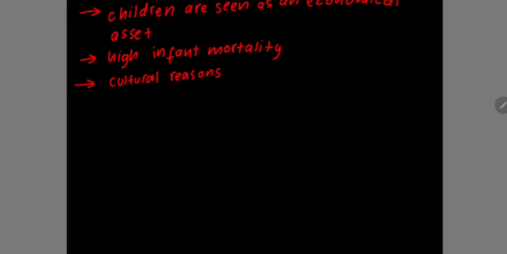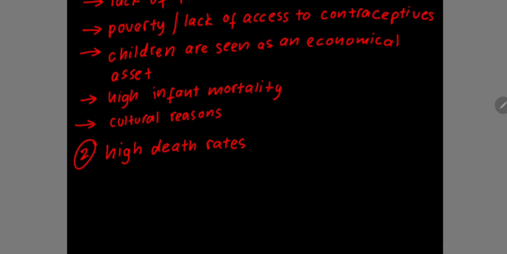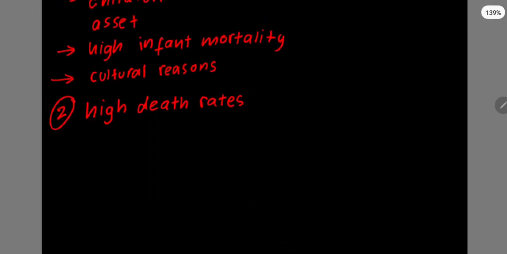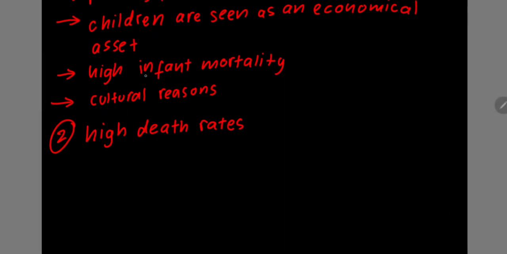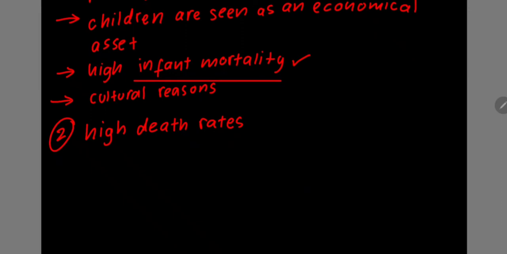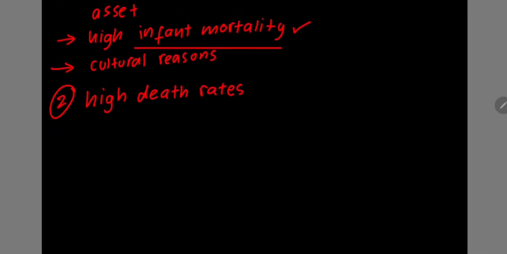Now, there's also high death rates, right? What I mean by this might be a little confusing, because you might think that if there's high birth rates as well as high death rates, wouldn't the population even out? But it's actually not like that. I talked about infant mortality, right? What families usually do to compensate for the loss of children is have more children.